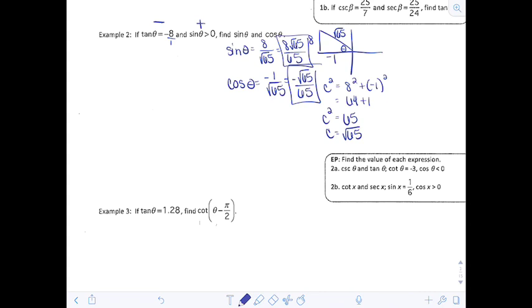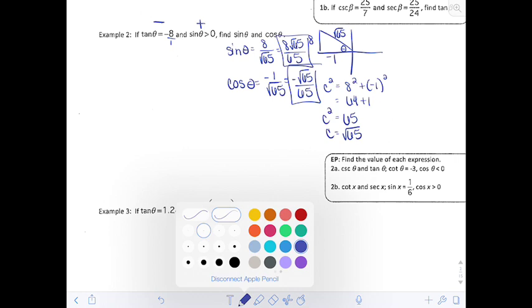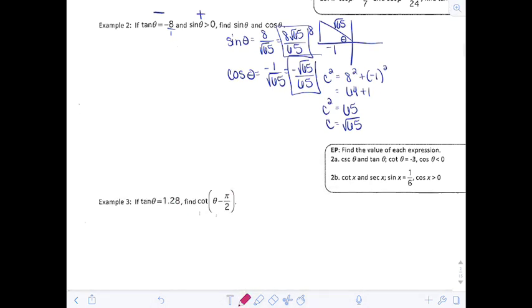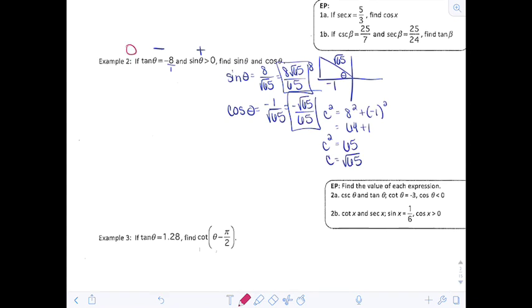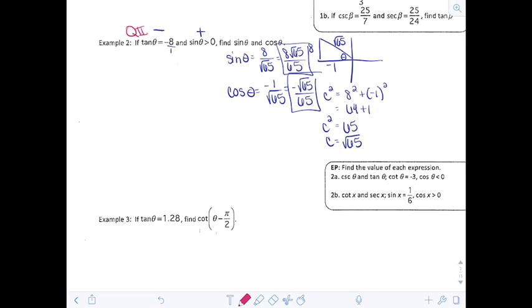Okay, so we're given tangent and we need to find sine and cosine. And again, these signs tell me I am in quadrant 2. So I'm going to try to work this towards sine and cosine. Well, I know that tangent squared of theta plus 1 is equal to the secant squared of theta. Well, they tell me that tangent is -8, so tangent squared is going to be -8 squared plus 1 is equal to the secant squared.